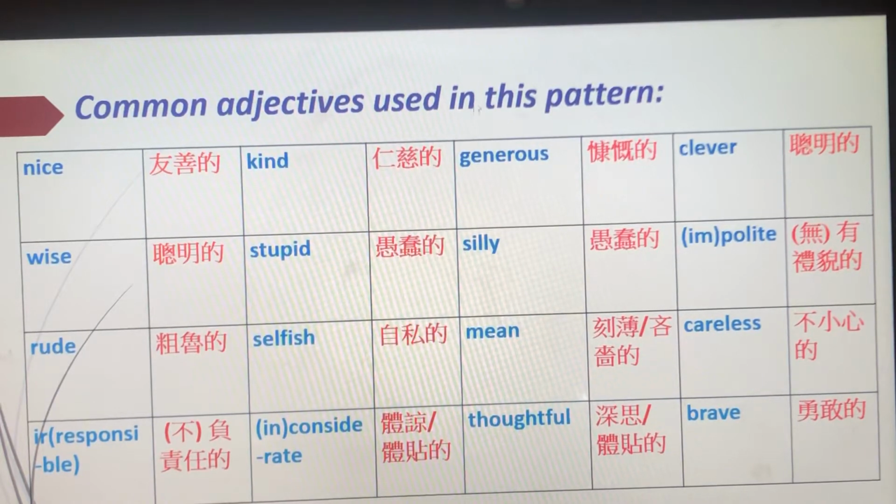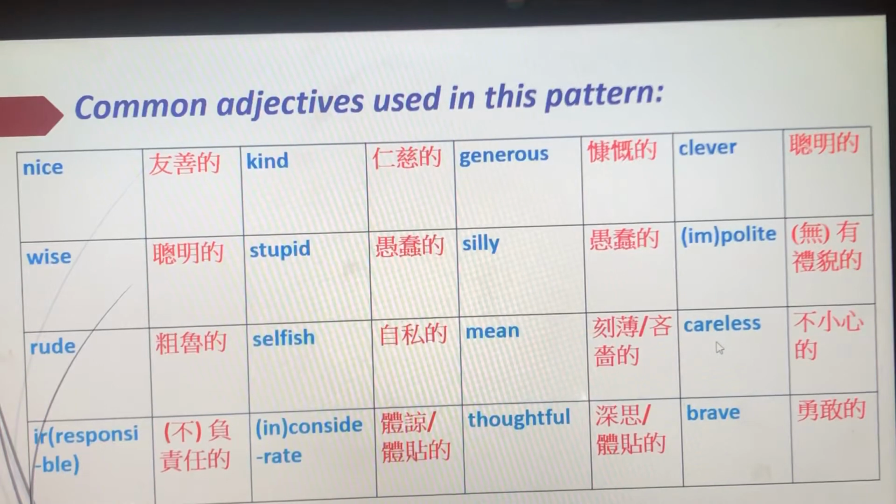After selfish, you can find the word mean. And then careless, responsible. The opposite is irresponsible. We spell the word in this way: I-R plus R-E-S-P-O-N-S-I-B-L-E. Okay? So it's the opposite of responsible. The word is pronounced as irresponsible.